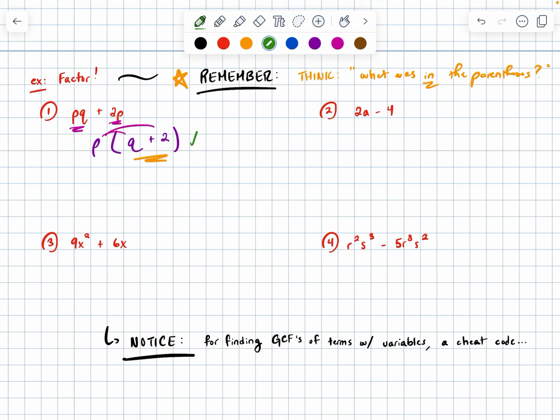I want you to try the same thing with 2, 3, and 4. Let's find the GCF of each of our terms and factor it out using the distributive property. Go ahead.